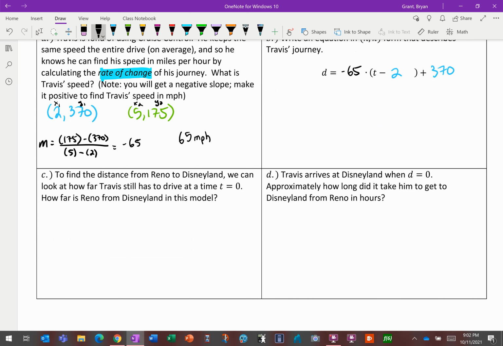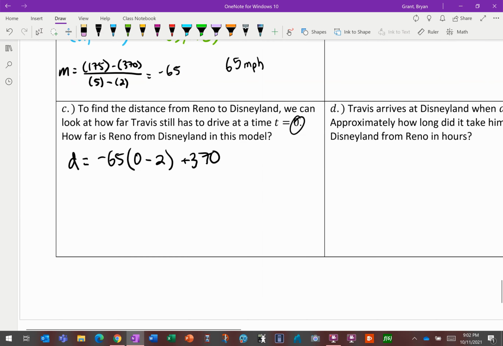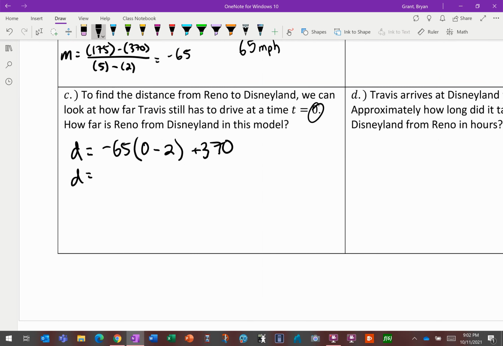We know that our distance here is what we're looking for, and we have negative 65. We know the time. The time is 0. 0 minus 2 plus 370. I'm just using my equation from earlier. From here, we just need to go through, and I'm just going to follow PEMDAS. 0 minus 2 is negative 2.